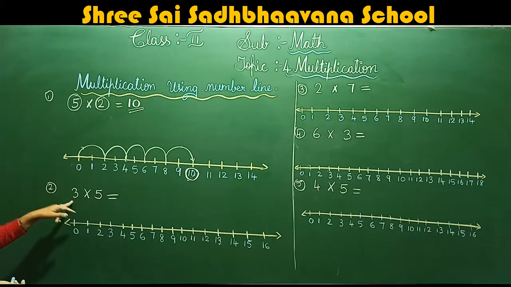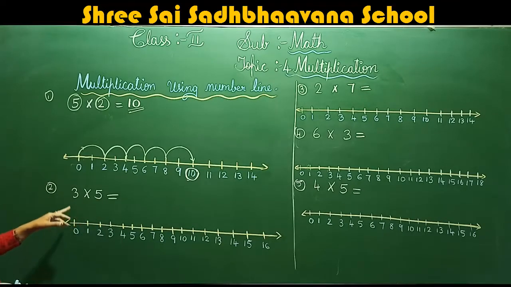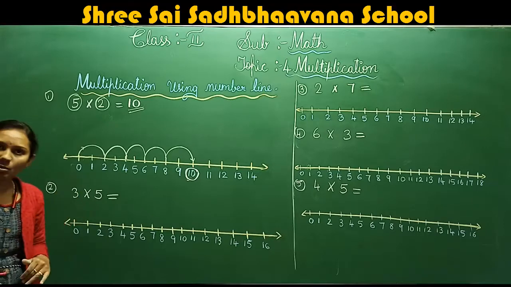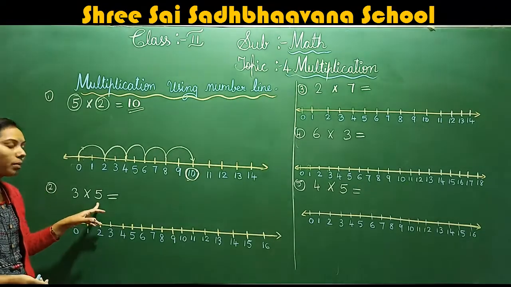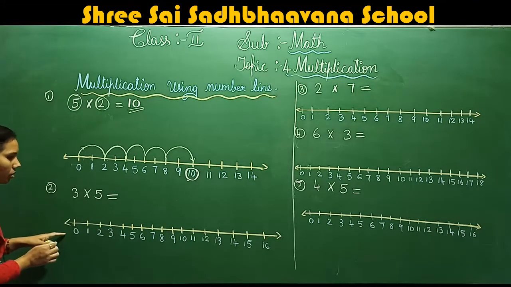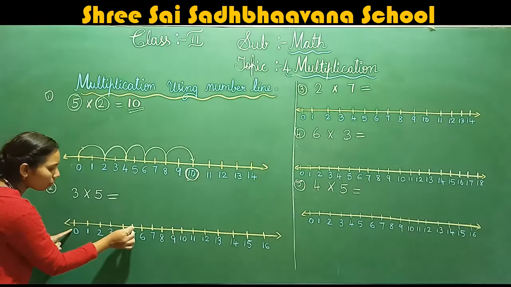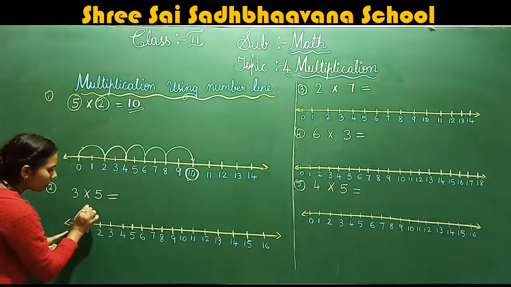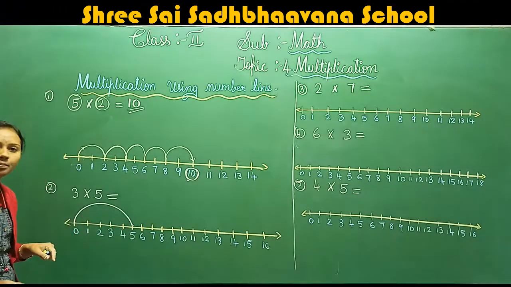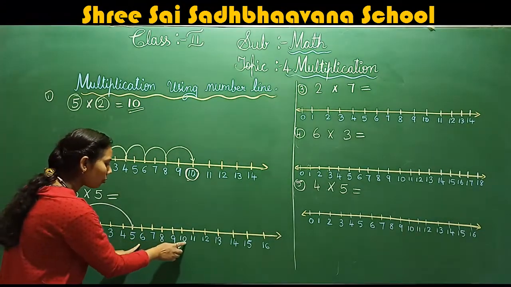Okay, here 3 5 times. 3 5 means 3 times you have to jump. How many numbers you are going to jump? 5 numbers. Okay, so let us see, 0 to 1, 2, 3, 4, 5 here. 0 to 5. Again 5 numbers. 1, 2, 3, 4, 5.